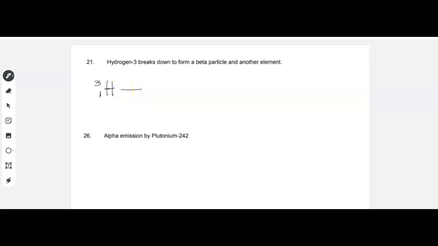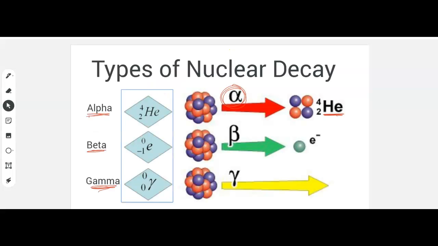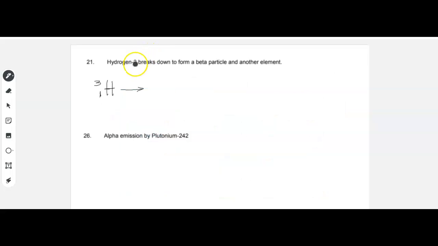And it tells me it breaks down to form a beta particle. So my symbol for a beta particle, remember, looks like this. It is a 0 over a -1. You can also use the beta symbol if you are so inclined. I'm going to use the 0 over the -1 with the e, just as a reminder to you it's an electron. And then it says it forms one other element. So that's where the blank would be.